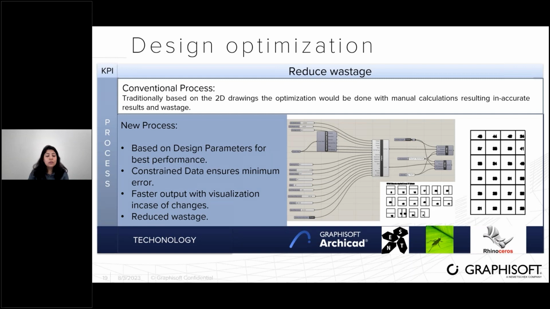So let's talk about what we are looking at here. Basically, reducing the wastage. In a traditional manner, you would be calculating using your 2D drawings and doing all the calculations manually, which are very prone to errors and time consuming as well. So here the recipe is available.